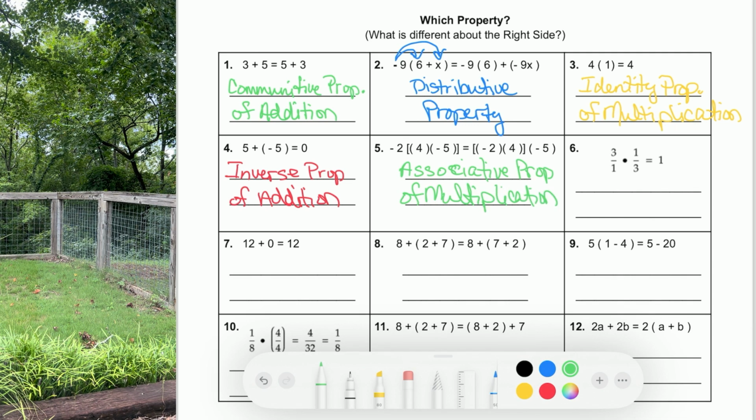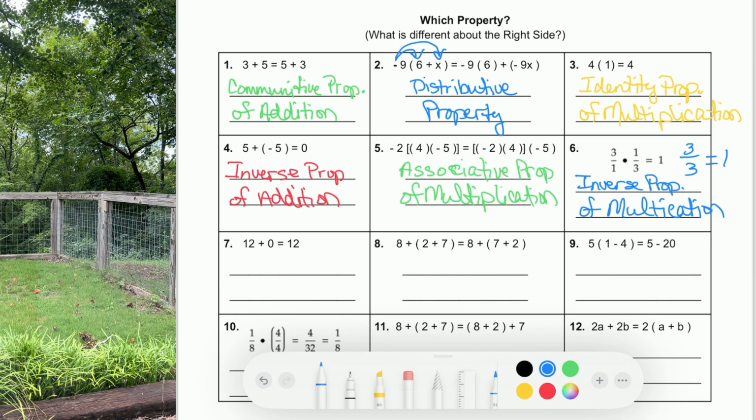All right, number 6. Number 6 has 3 over 1 times 1 over 3, and then the right side has it as equaling 1. Well, let me think about this. If I multiply 3 times 1, I get 3, and 1 times 3, I get 3. Well, 3 divided by 3 is 1. So what I'm using is the inverse property of multiplication, because the goal was to cancel out that 3 over 1. So I multiplied it by its reciprocal to get a 1.